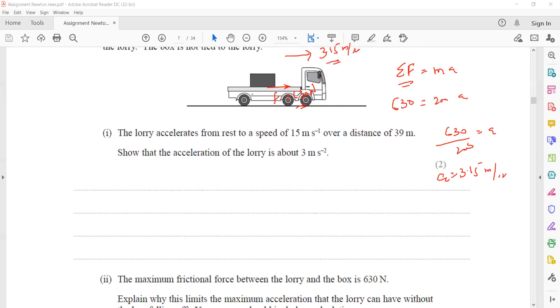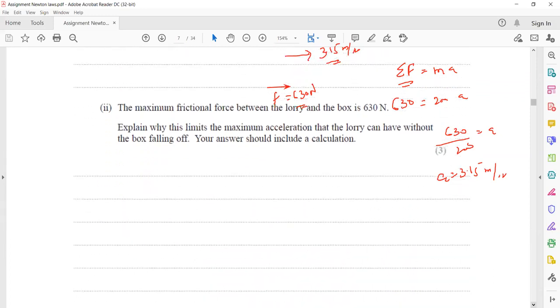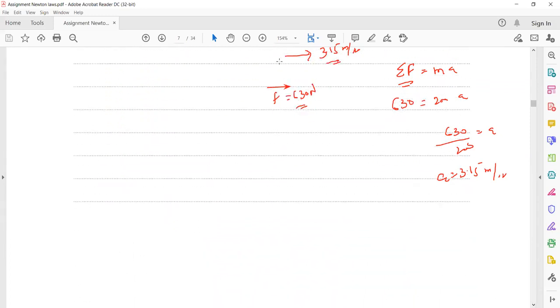If it is having acceleration more than 3.15, then the friction is not able to support this box, and the box will slide, and that's why it limits the acceleration at which the lorry is traveling. Is this part clear? So we have to find the acceleration, and we have to say that this is the maximum acceleration which the lorry can have. It cannot have acceleration more than 3.15, otherwise the box will slide.